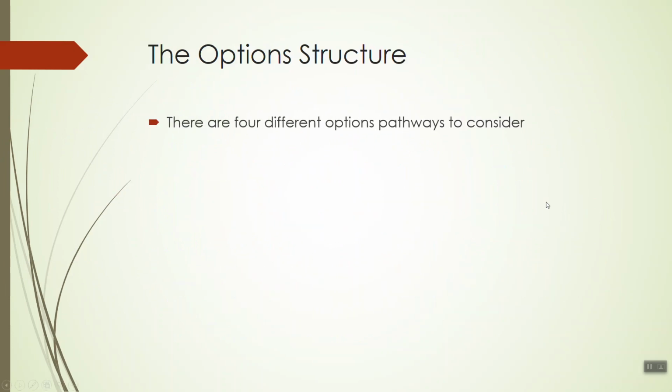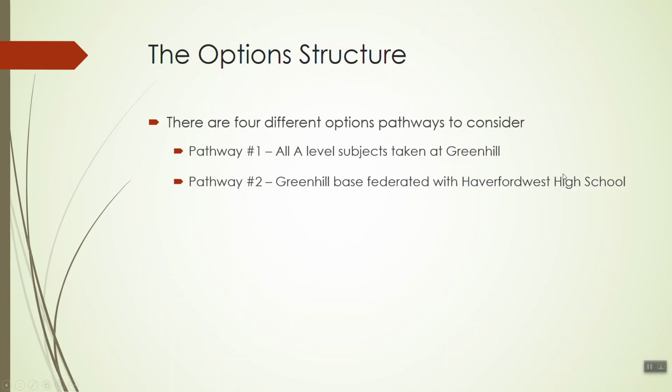So when we look at the option structure, if you remember from when you were applying to do courses from year 9 into year 10, it's inevitable that you don't have a free choice, that schools and colleges have to arrange those courses in a particular way in order to make the school timetables work. So for you and the choices that you're going to make, there are 4 different ways that you can make your options. The first pathway is that you're going to take all your subjects here at Greenhill, and quite a lot of our students do that.